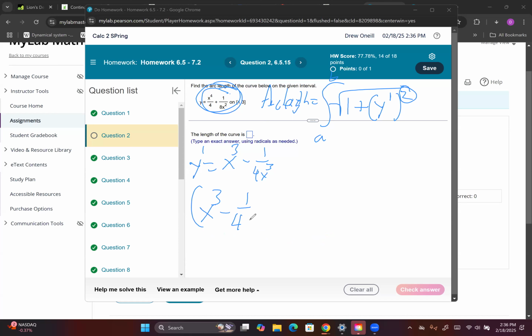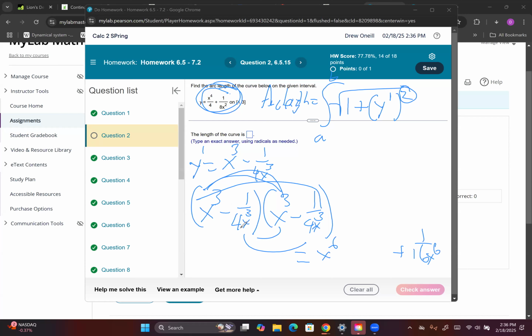Okay. And if you FOIL that, just remember it says y prime squared, you would get x to the 6 when you do these two. When you do these two, you get plus 1 over 16 x to the 6, sorry. Now, when these two get multiplied, so when we do that and that, we're going to get minus a fourth, and check that. And that combines to be minus a half.